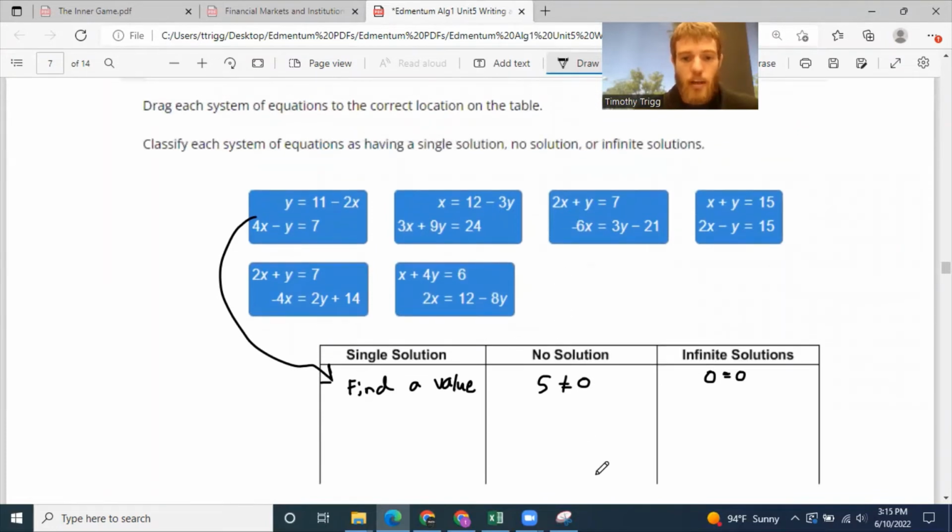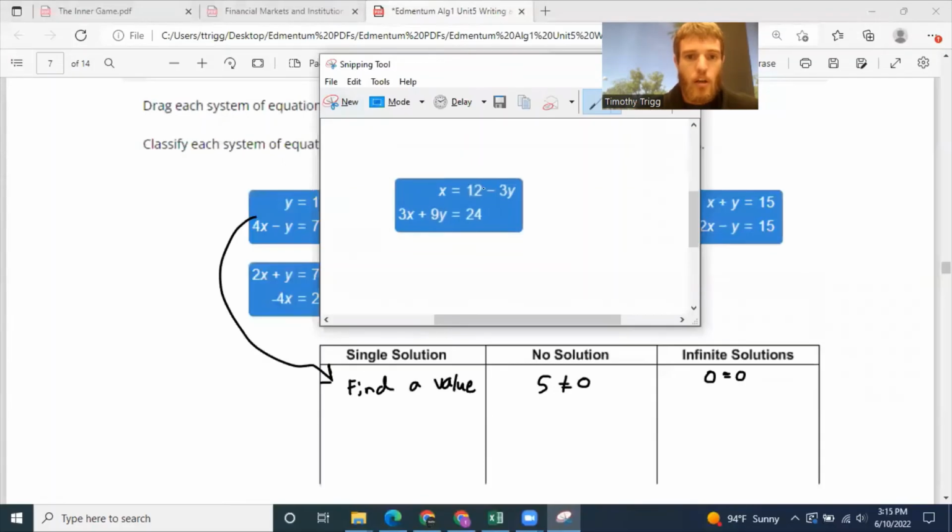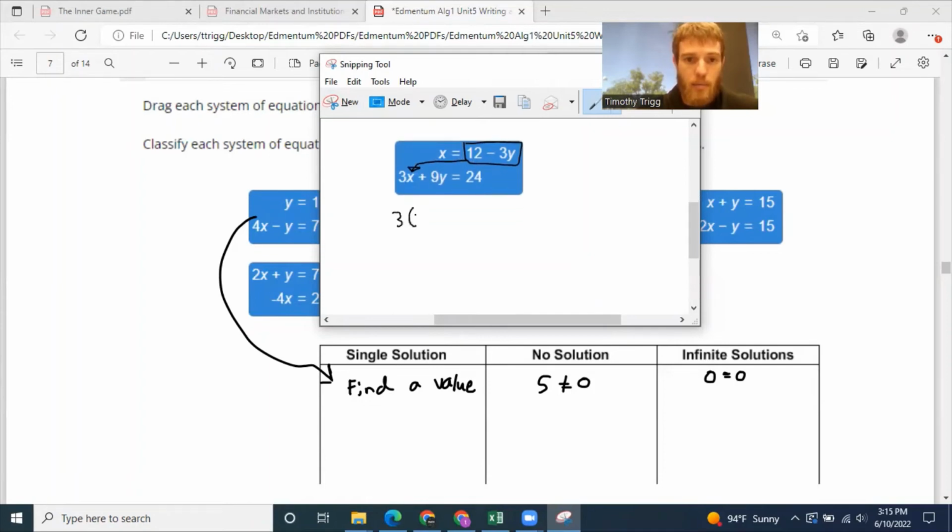All right, let's go ahead and try the next one. Here, I'm going to use substitution once again. Here it says the value of x is 12 minus 3y. So I can replace the x in this equation with the value of x from the first equation. So 3 times 12 minus 3y plus 9y equals 24. Go ahead and distribute the 3 here.